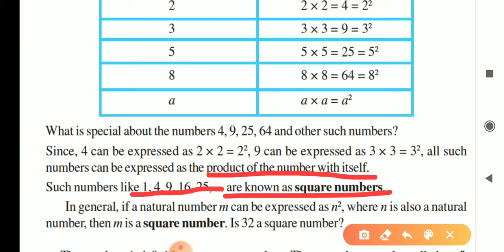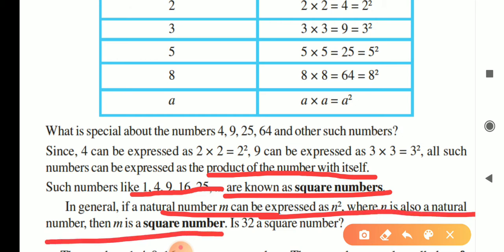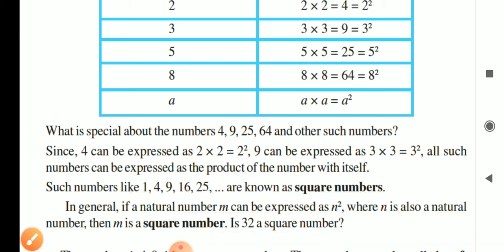So the definition of a square number is that the numbers which can be expressed as the product of the number with itself. What are the square numbers? The numbers which can be expressed as the product of the number with itself. In general form, if a number m can be expressed as n square, where n is also a natural number, then m is a square number.